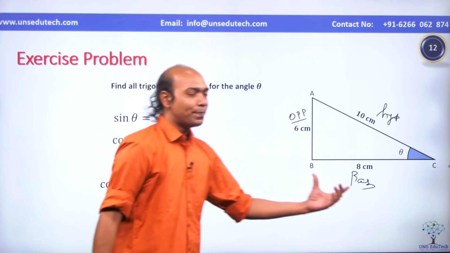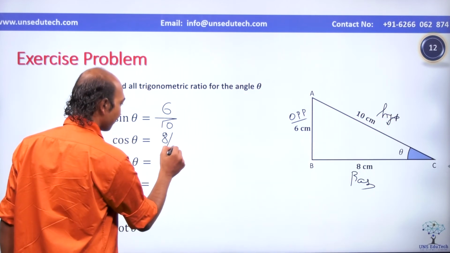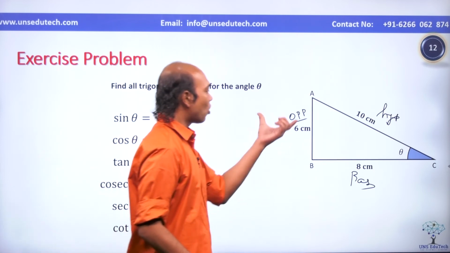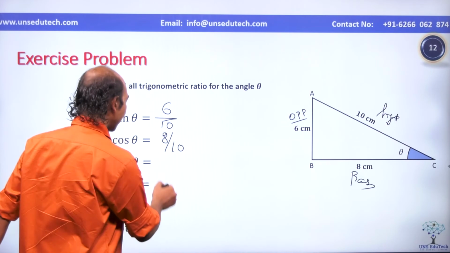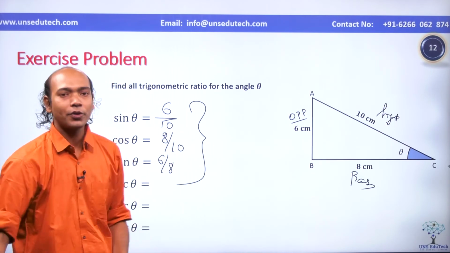Cos theta is base by hypotenuse. So, it's 8 by 10. Now, tan theta, what is tan? Tan is opposite by base. So, 6 by 8. So, the main 3 trigonometric ratios are already obtained.